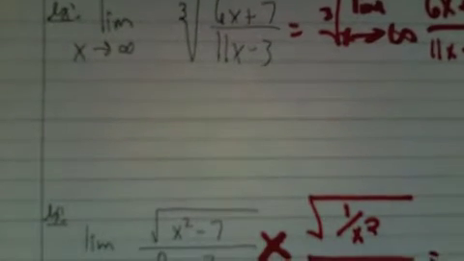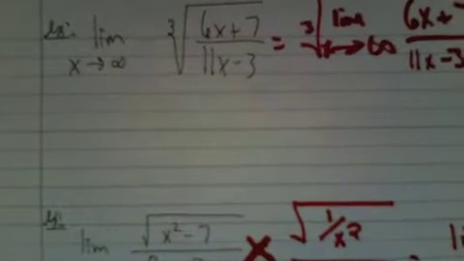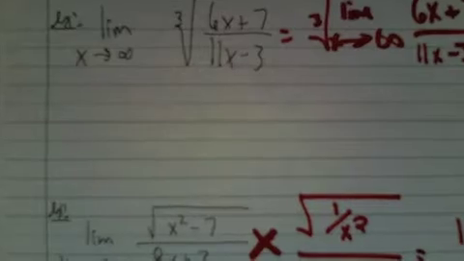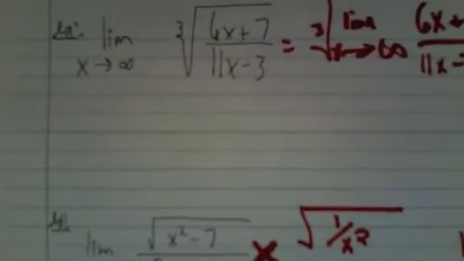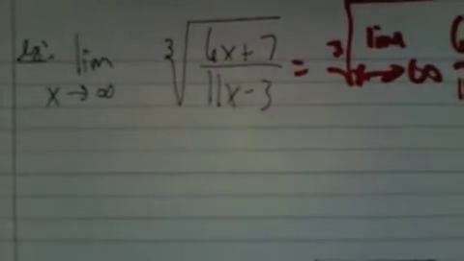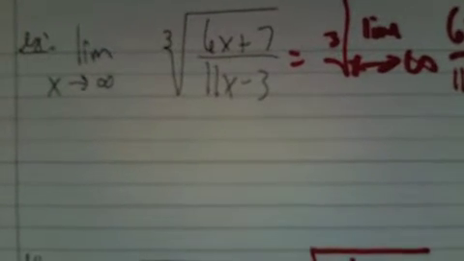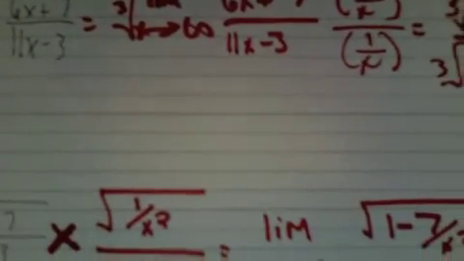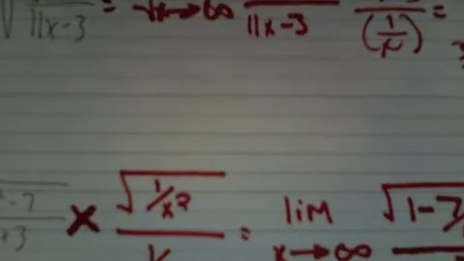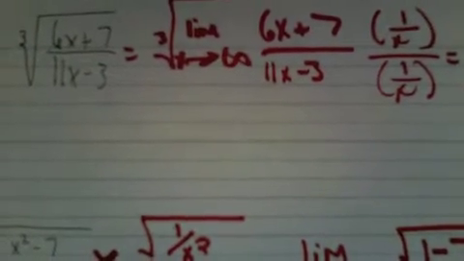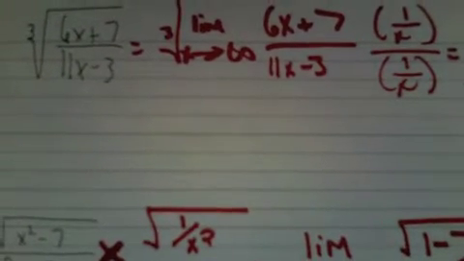Okay, so now we got some more examples here, a little more complex. The limit as x is approaching infinity of the cube root of (6x plus 7) over (11x minus 3). One of the rules of limits is you can just take the cube root of the whole thing and worry about that at the end. So basically what we're looking at is the limit as x is approaching infinity of this function.